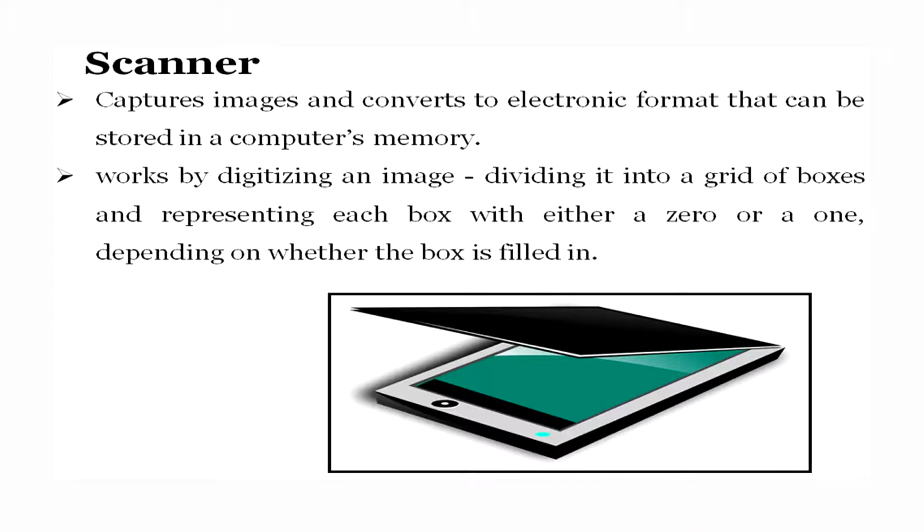Basically, when you keep any picture or a page in a scanner, it divides it into grids of boxes, and each box is either a 0 or 1 depending upon whether the box is filled with some material or not. So, this digitized form is saved into a picture. The scanner converts into a picture form only.